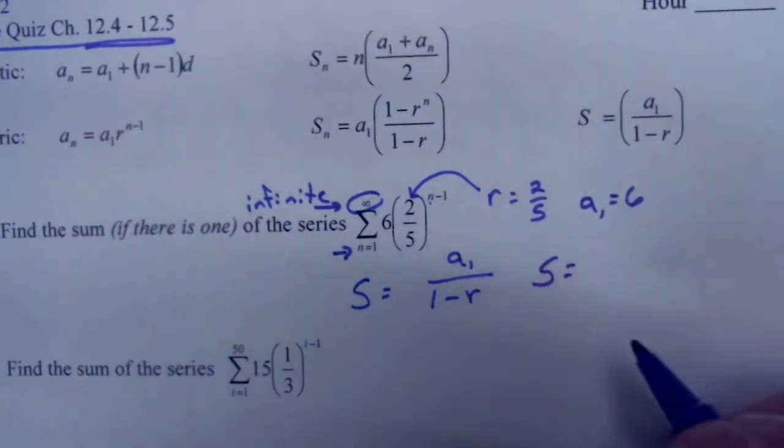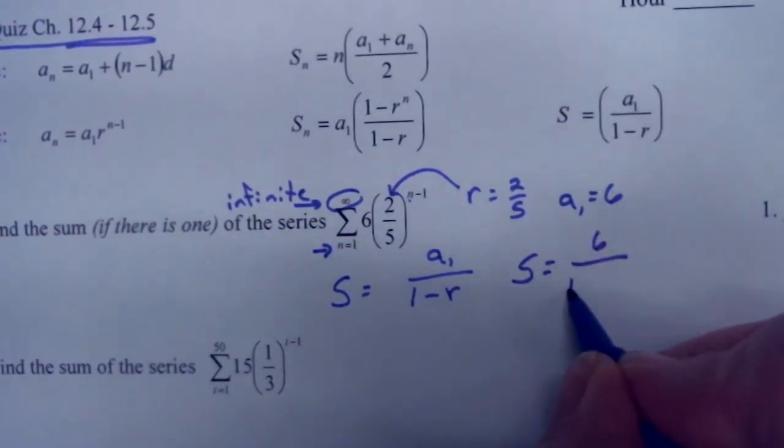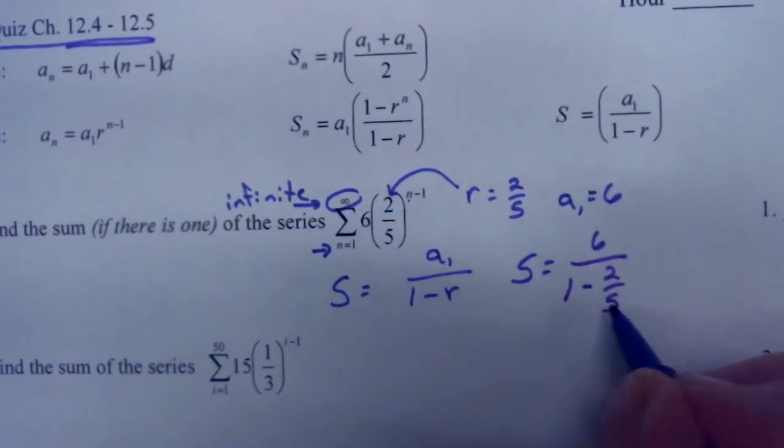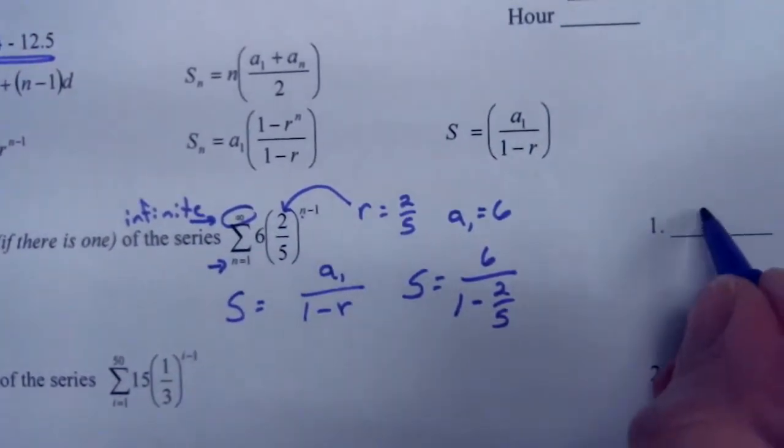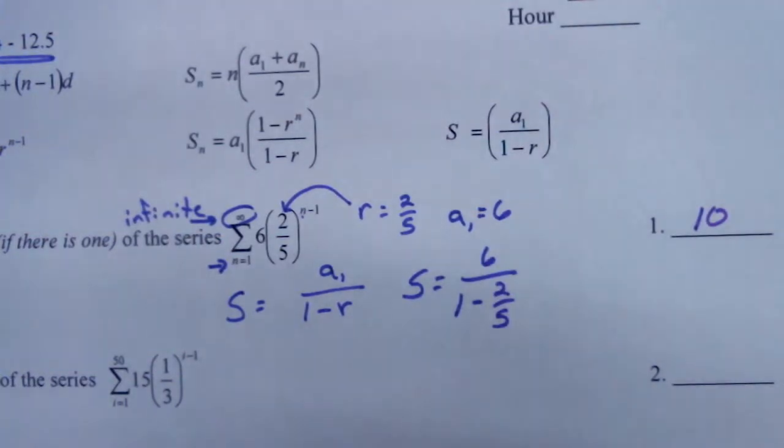So the sum of the infinite series is 6 divided by 1 minus 2/5. Plug that in your calculator. Figure it out, and the answer should be 10.